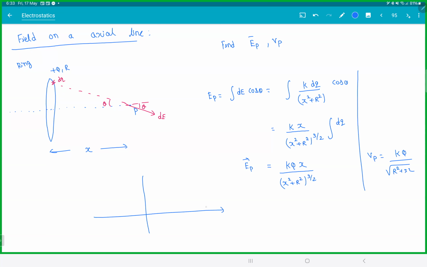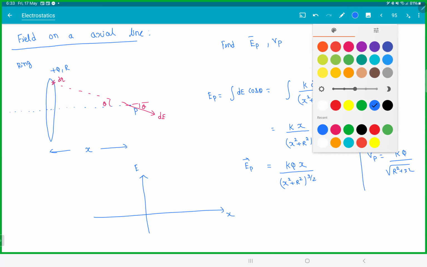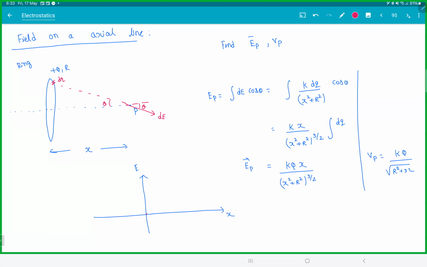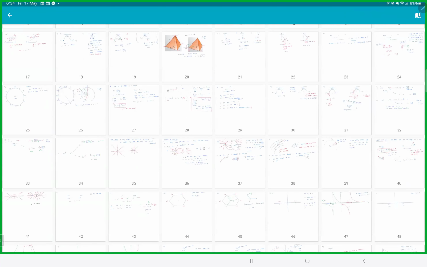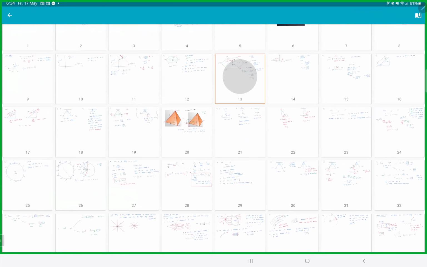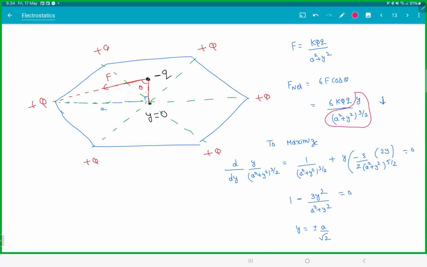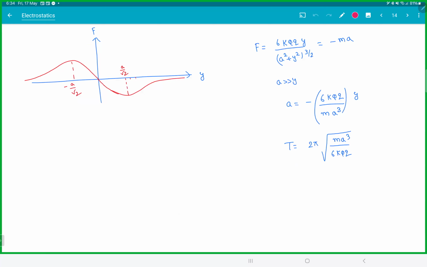This would be a proper BITS-level question. They'll ask you to plot the graph, or they can ask you to set x equal to 0, where the field is 0, then the value will go up and come down like this. This value is r by root 2. We have done this before for that hexagon question, if you remember. The same function came in the hexagon. It was the same function: y by (a squared plus y squared) to the power 3 by 2. The constant was different, but the function was the same. So if you differentiate, you'll get the exact same thing.